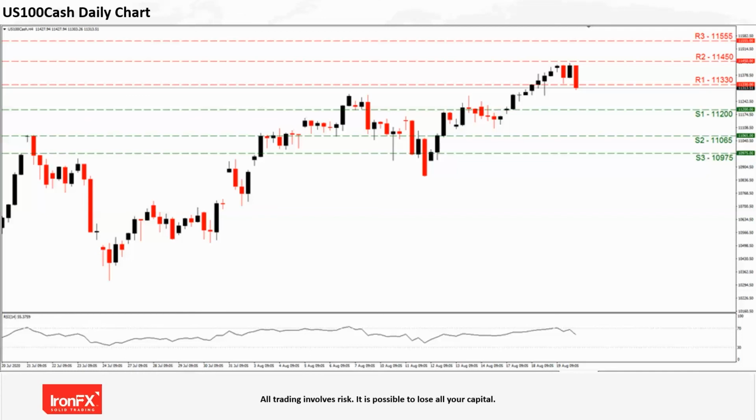Other levels we have noted for a possible move even lower are the S2 11,065 level and the S3 10,975 line that were both last seen on the 12th of August. Now, despite yesterday's correction lower, the index remains in a buying trend, and it would require a move much lower to reverse our current outlook.